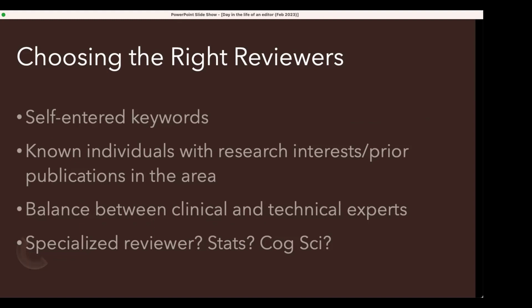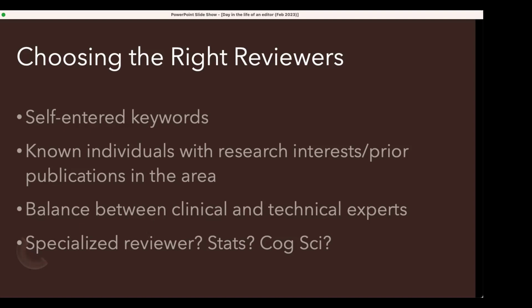And then also choosing the right reviewers. This is where the staff has really been helpful. We have our databases and systems that have self-reported keywords for individuals. Also, knowing people in the field that have research interests that align well with the papers. And then also figuring out how to balance the reviewers between the clinical and technical experts.